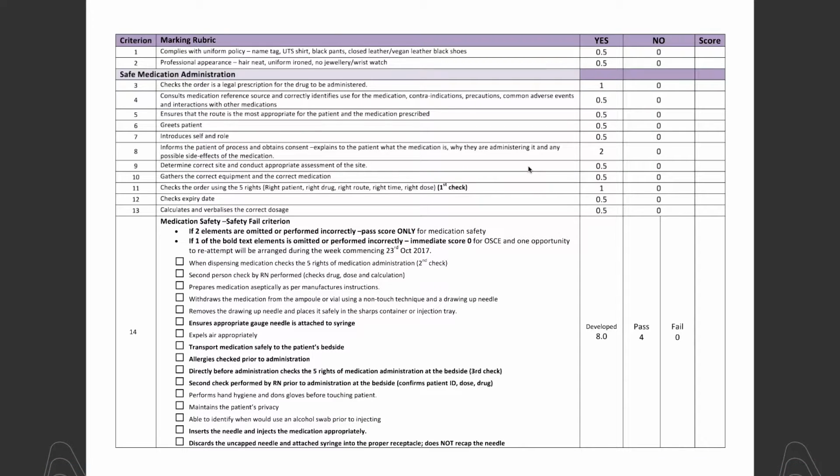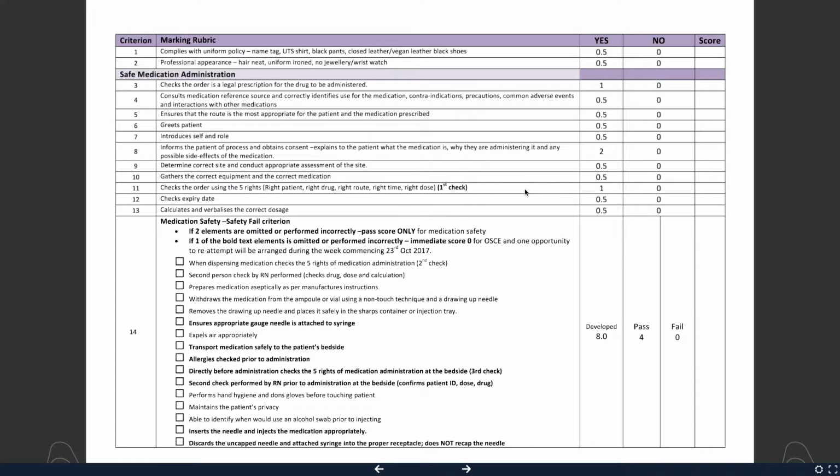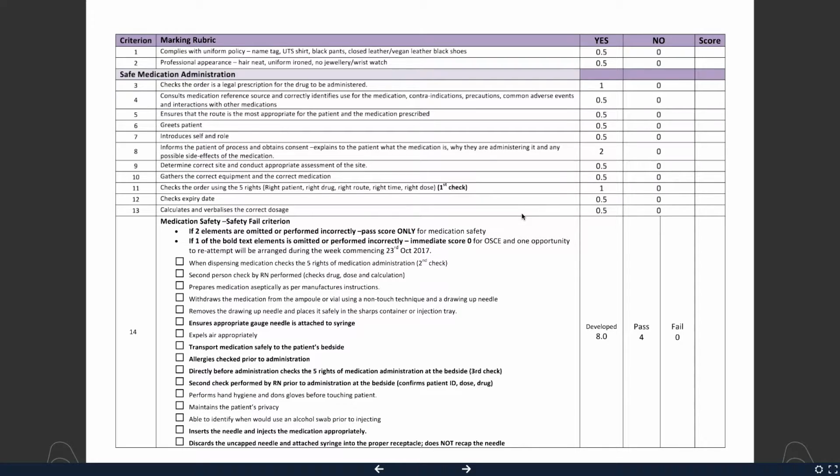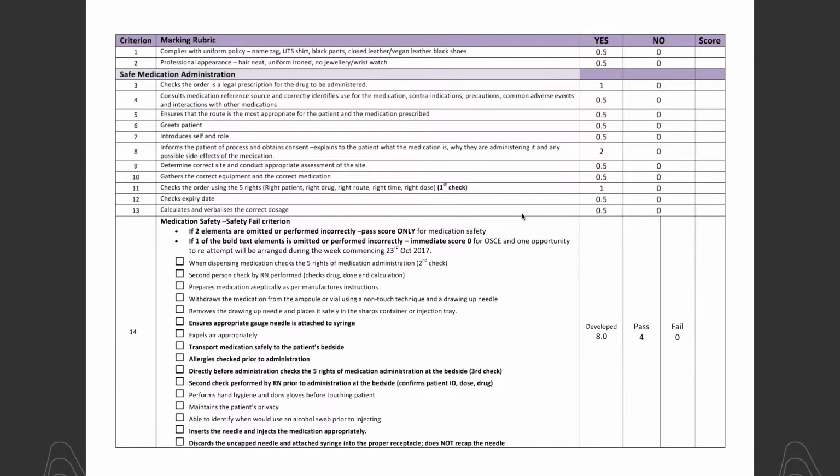You need to determine the correct site and conduct an appropriate assessment of the site, gather your equipment, do your first check as per the medication administration checklist, and also check the expiry and calculate and verbalize the correct dose. So what I mean by that is you may not need to actually do a full calculation, but you need to verbalize to your marker how you have determined that you're withdrawing the correct dose.